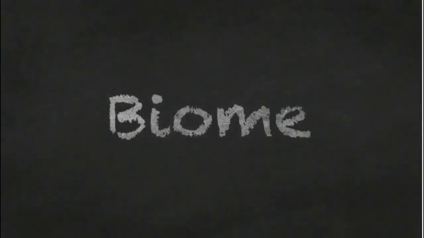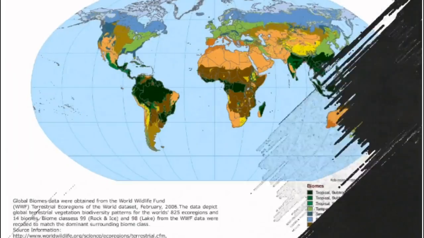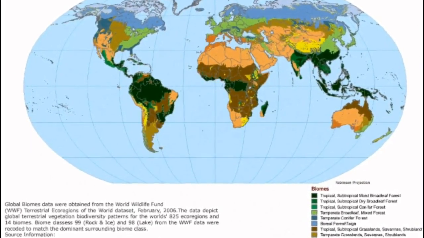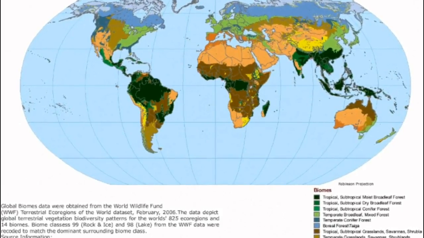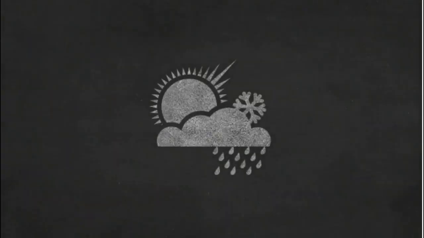Now let's talk about biomes. A biome is a very large area on Earth. It has specific animals, plants, and a very specific climate. Each color on this map is a different biome. If you see the color on more than one part of the map, the biome is on more than one part of the map. Each biome has certain weather patterns.